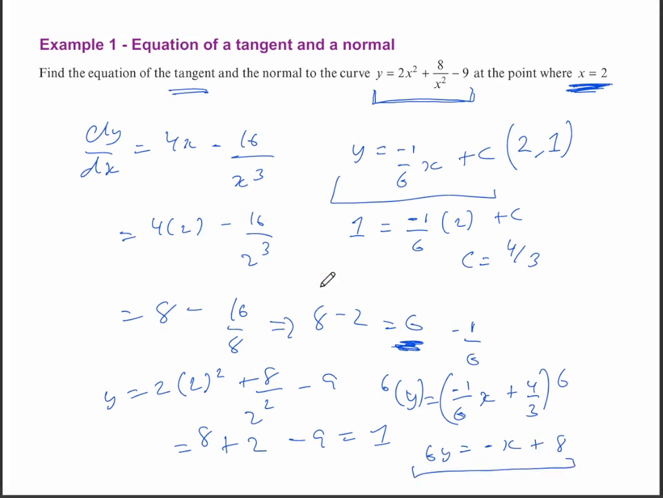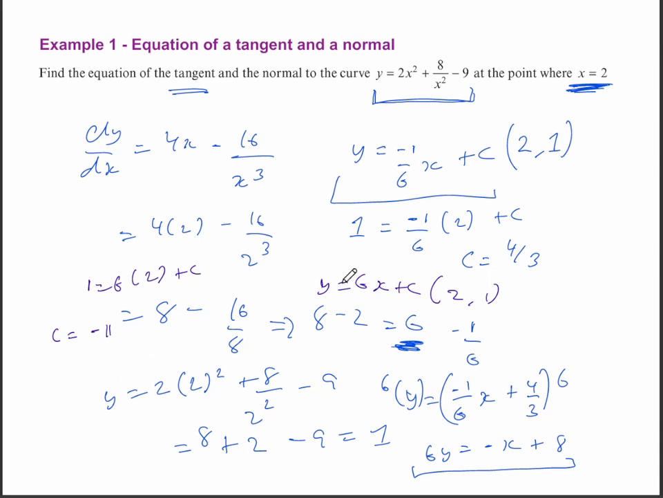For the tangent, we have y equals 6x plus c, where we can put in those same coordinates 2 and 1 to get 1 equals 6 times 2 plus c, which gives us that c equals negative 11.